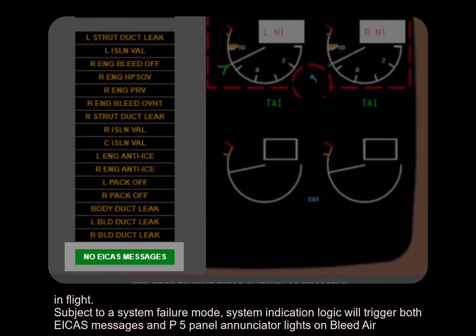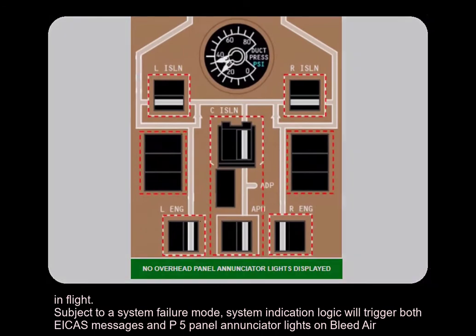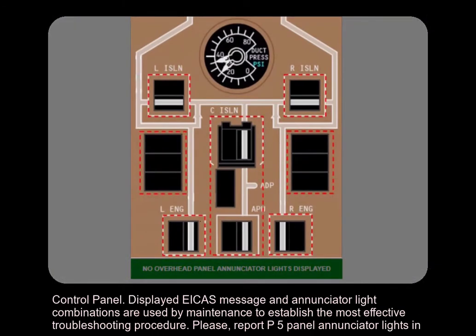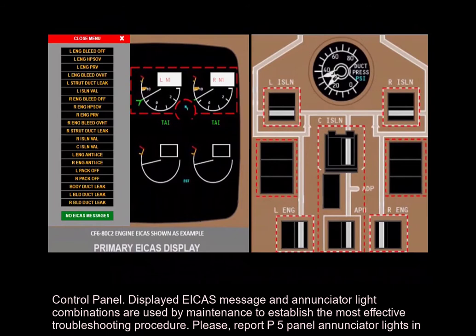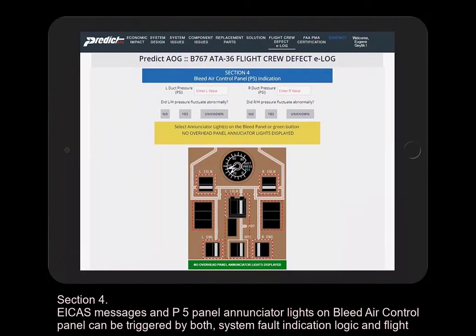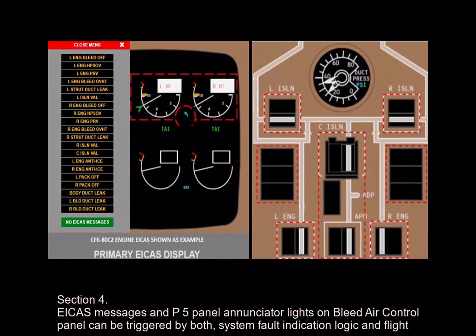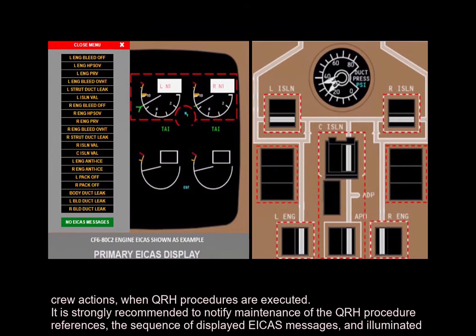Subject to a system failure mode, system indication logic will trigger both ICAS messages and P5 panel annunciator lights on bleed air control panel. Displayed ICAS and annunciator light combinations are used by maintenance to establish the most effective troubleshooting procedure. Please report P5 panel annunciator lights in Section 4. ICAS messages and P5 panel annunciator lights on bleed air control panel can be triggered by both system fault indication logic and flight crew actions when QRH procedures are executed.